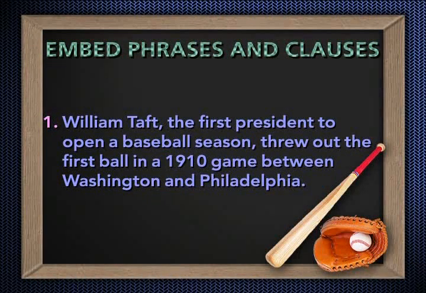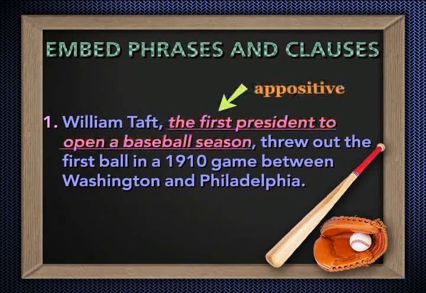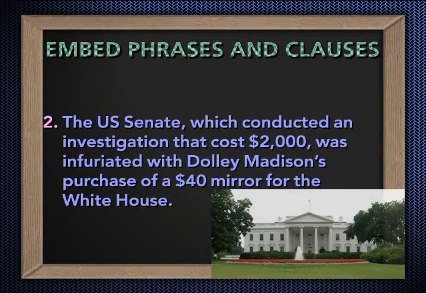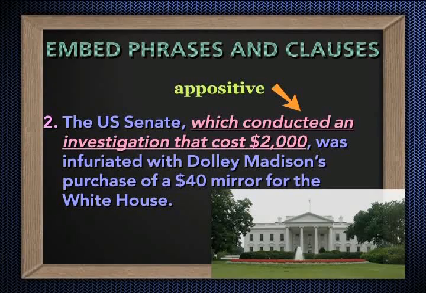William Taft, the first president to open a baseball season, threw out the first ball in a 1910 game between Washington and Philadelphia. I used an appositive to rename Taft. Number 2, the U.S. Senate, which conducted an investigation that cost $2,000, was infuriated with Dolly Madison's purchase of a $40 mirror for the White House. There I've used which, also with an appositive.